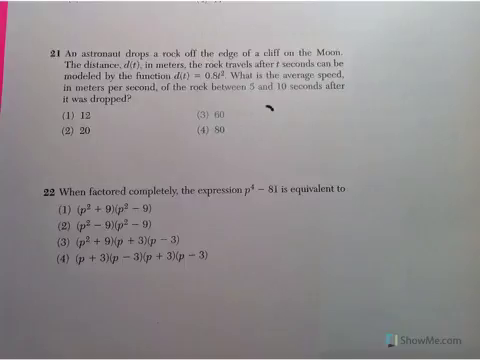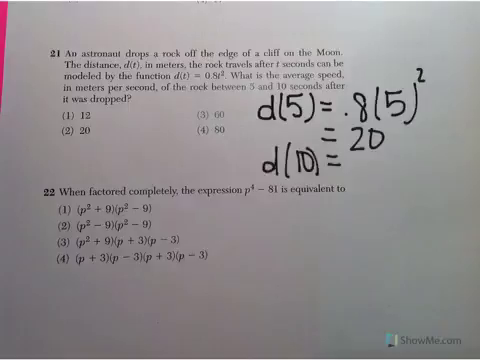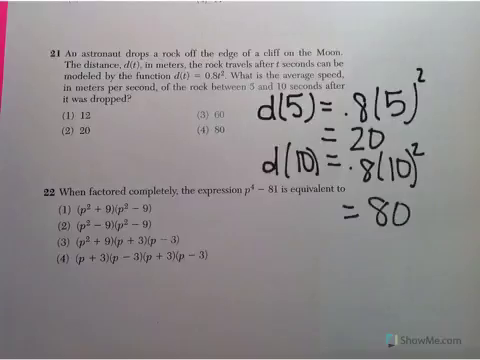So the distance at 5 seconds, all we have to do is plug 5 in for t. So the distance at 5 seconds is 20 meters, and the distance at 10 seconds, we do the same thing, but now we're plugging 10 in for our t, so the distance at 10 seconds is 80 meters.